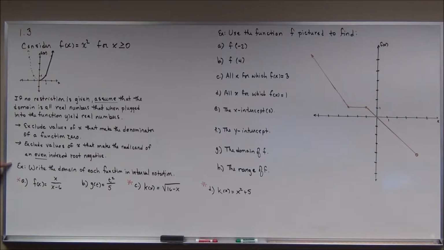Now my examples here say write the domain of each of the functions in interval notation, and I have 4 examples here, a, b, c, and d. You'll notice that a, c, and d have a little red asterisk next to them. When you see that, as I'm going through these lessons, you'll need to know that these are examples of problems that were on the semester exam review.